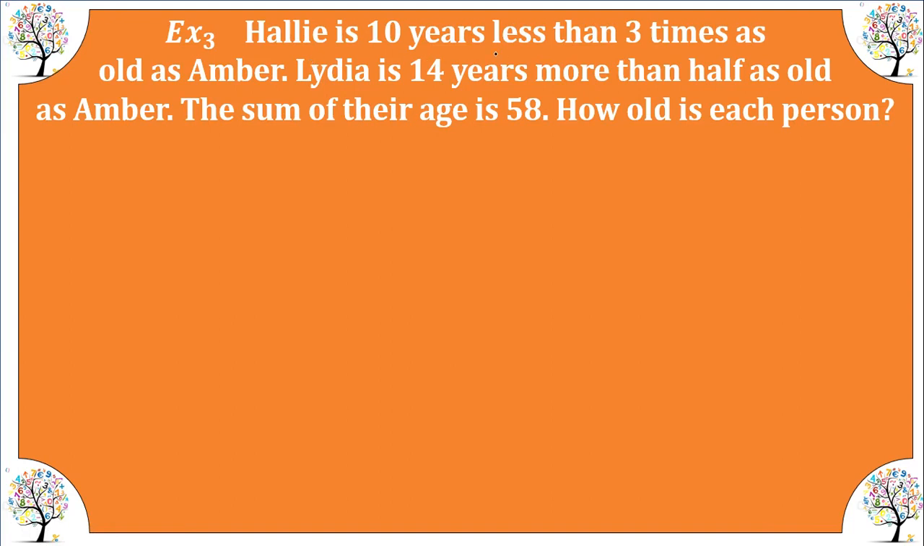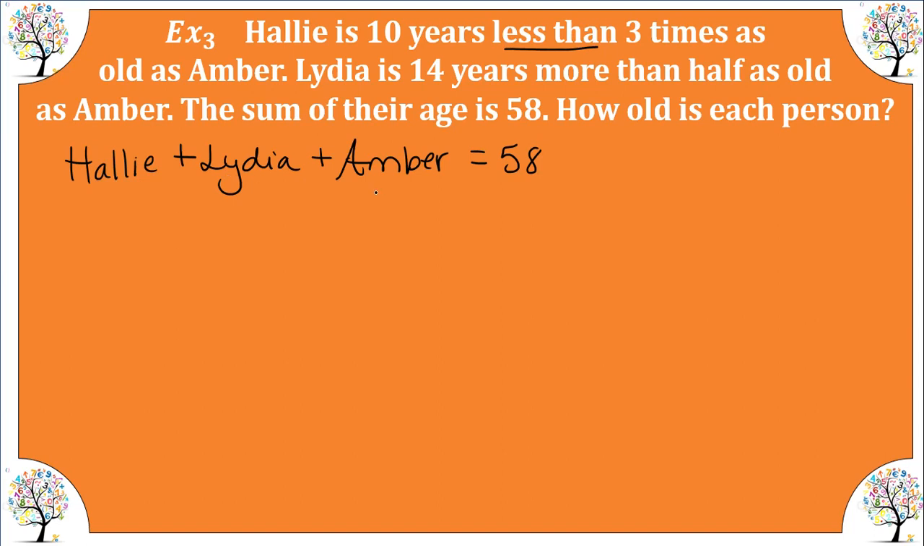Callie is 10 years less than 3 times as old as Amber. Lydia is 14 years more than half as old as Amber. The sum of their ages is 58. How old is each person? So this time we have 3 people. So we're going to say Callie plus Lydia plus Amber equals 58. Now we need to represent each of Callie, Lydia, and Amber using one common variable.